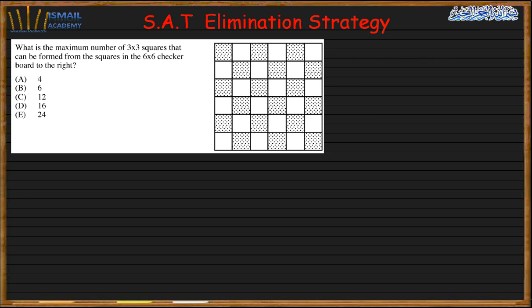So what is the maximum number of 3 by 3 squares that can be formed from the 6 by 6 checkerboard to the right? So here we have a 6 by 6 checkerboard. So we're going to see how many 3 by 3 we can have. Of course, because this is too big to get only 4, we can get more than 6. And I don't think 24, because 24 is too big to get 24 3 by 3 here.